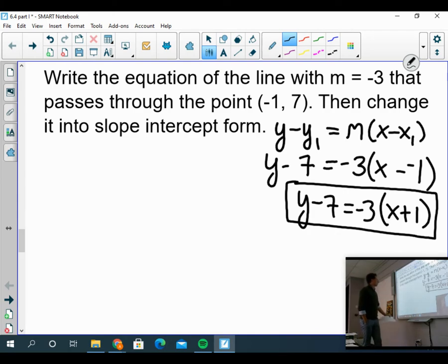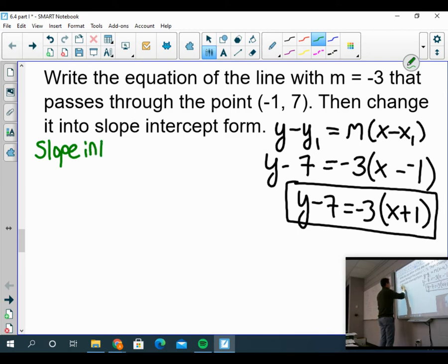Okay, now that we have the equation in point-slope form, we want to turn it into slope-intercept form. Now, if you remember in 6.3, we spent time turning slope-intercept form into standard form, okay? So to turn something into a different form, you have to know the features of that form. We knew that standard form had no fractions and all the variables were on the same side. Slope-intercept form, what is unique about it?